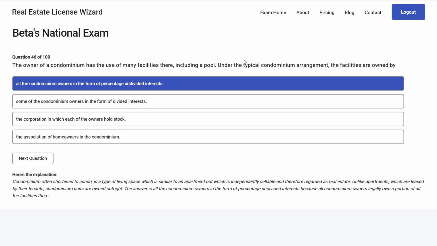So the pool and many of the facilities are technically owned by all of the owners. And each owner has a percentage of interest in those facilities. So that's how they come up with the answer for that one. That's how those things work. All right, next question.